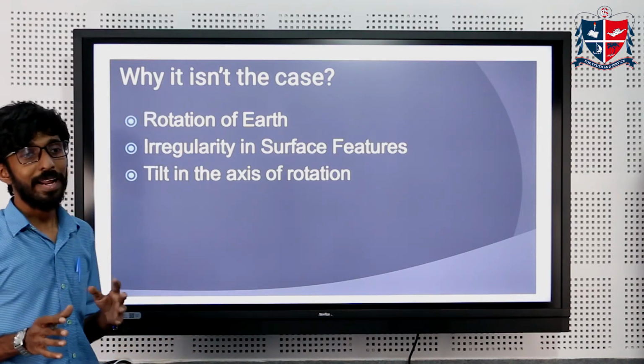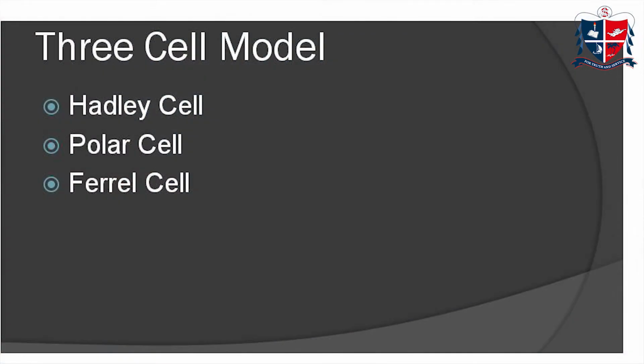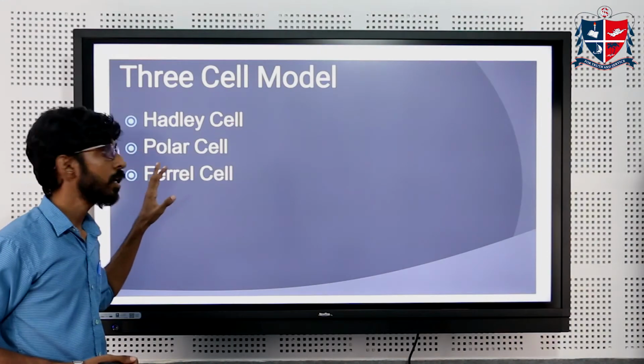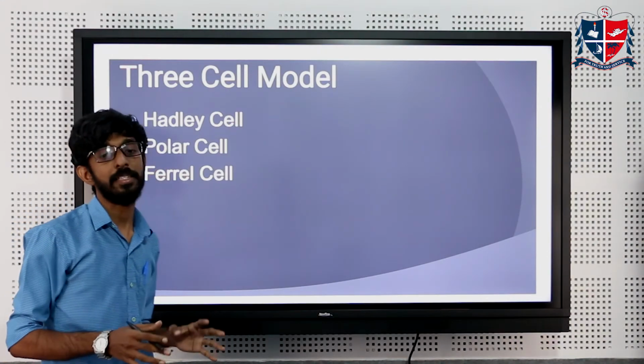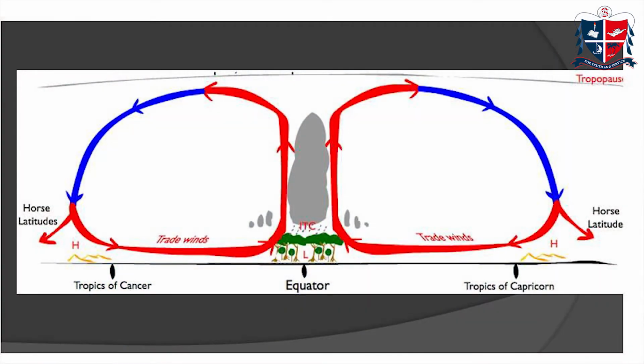So then what actually happens is something like this. We have a 3-cell model where we have the Hadley cell, we have a polar cell, and we have a Ferrel cell. So there are 3 cells that are in action in the general circulation. It's something like this. Consider this is the equator, and we have the Tropic of Cancer and Tropic of Capricorn, which are at 23 degrees north and 23 degrees south.